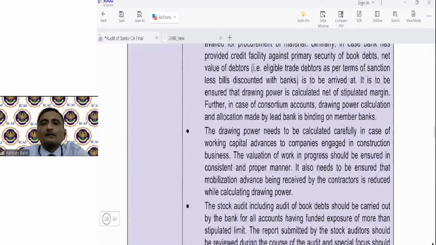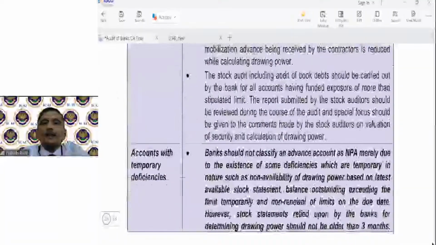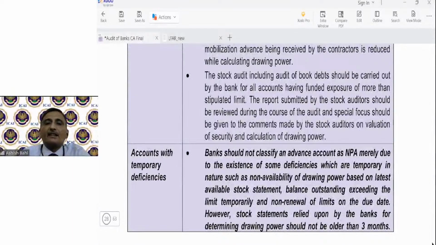So clear, guys? Now, accounts with temporary deficiencies. These special points have to be taken care of by an auditor. Say a CC account, a cash credit account, is running satisfactorily. You see the operation in the account from 1st April 22 to February 23, and say the account is running satisfactorily. The account is within its sanction limit of 1 crore.